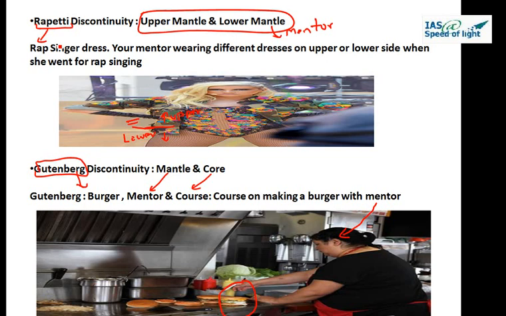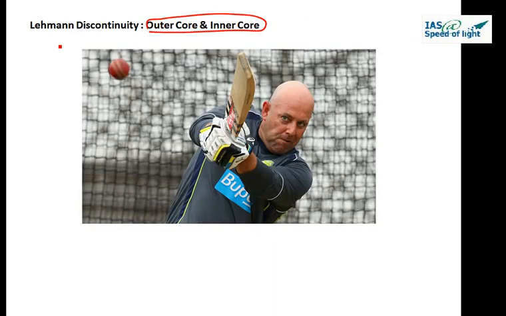Then we have the Gutenberg discontinuity, or burger, which is between the mantle and core. And then we have Darren Lehmann, the Lehmann discontinuity, who gave you a course to learn the ins and outs of cricket. So for inner core and outer core, the discontinuity is known as the Lehmann discontinuity.